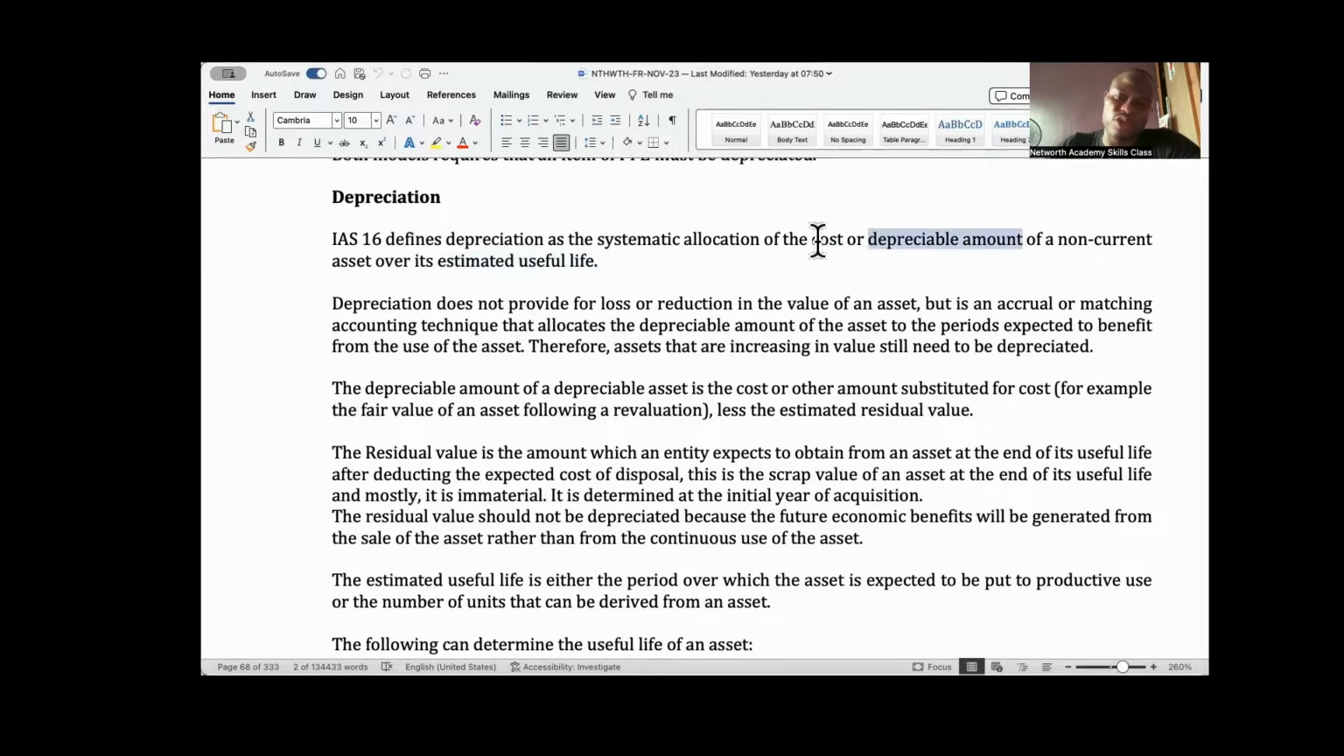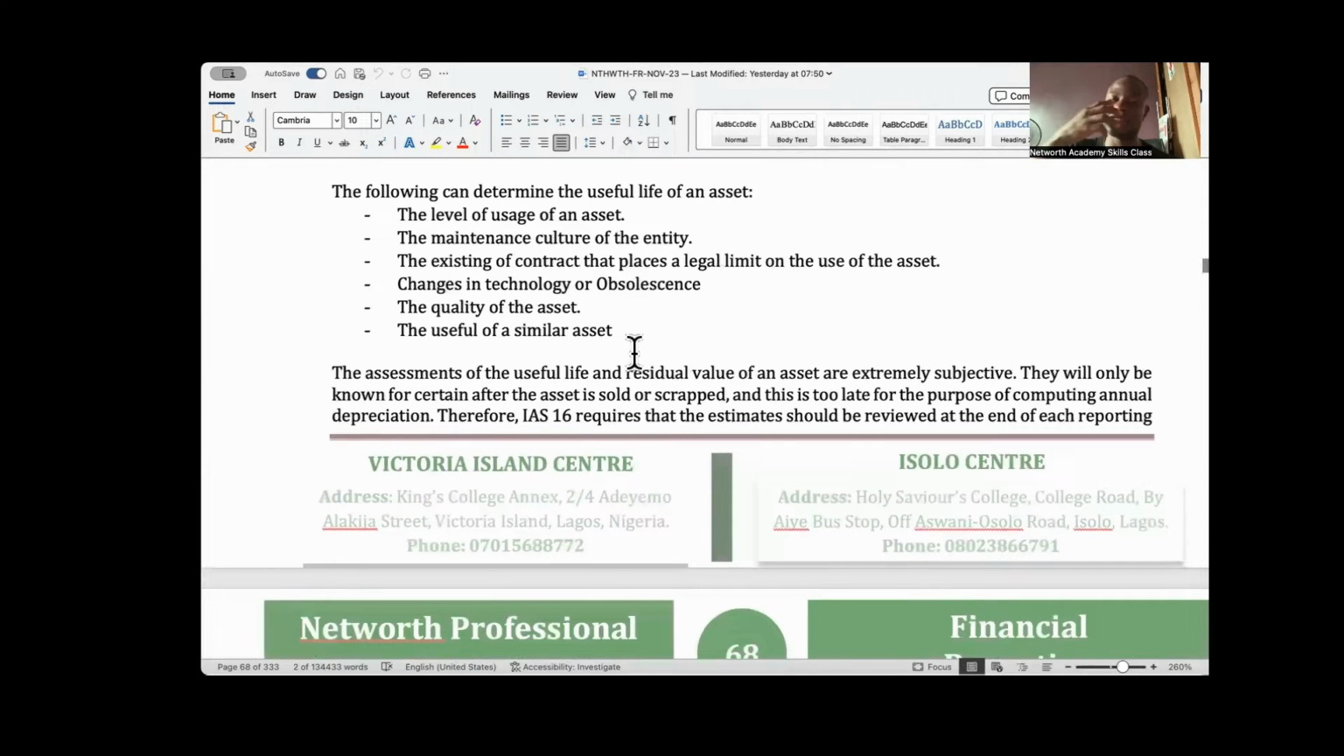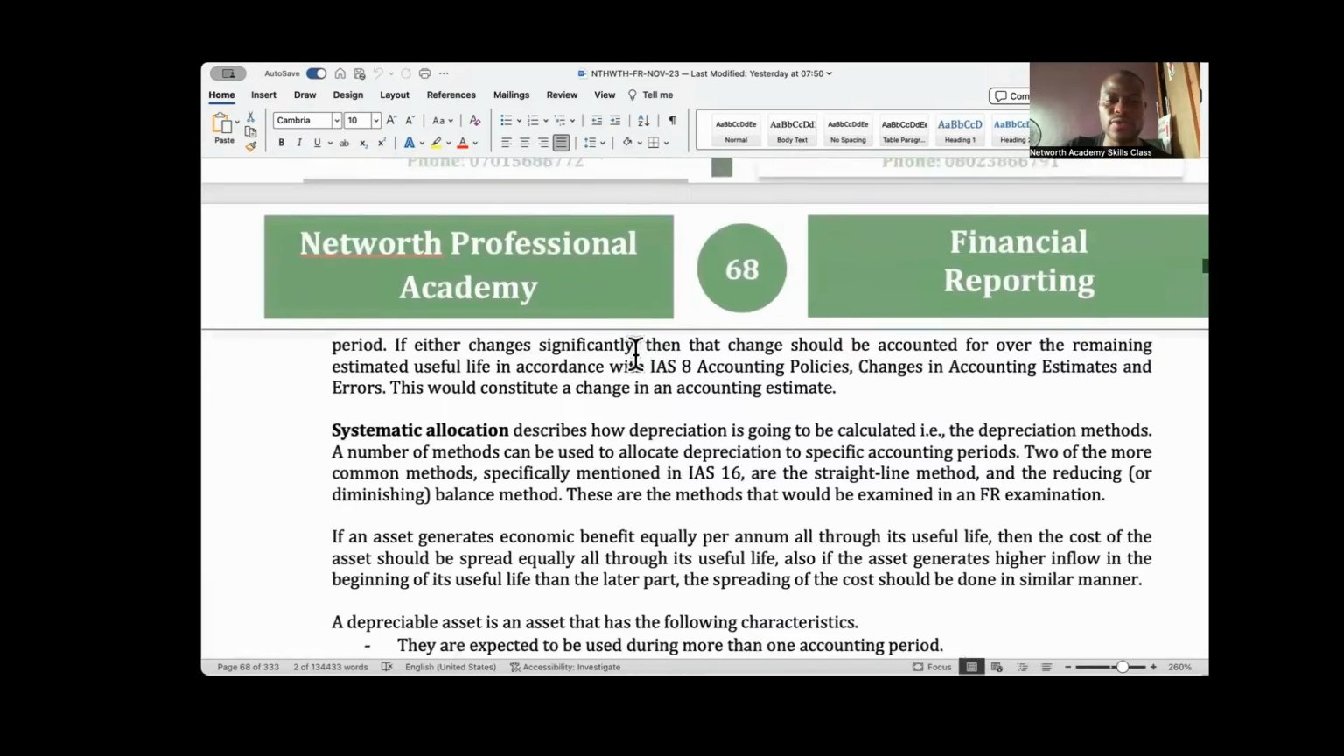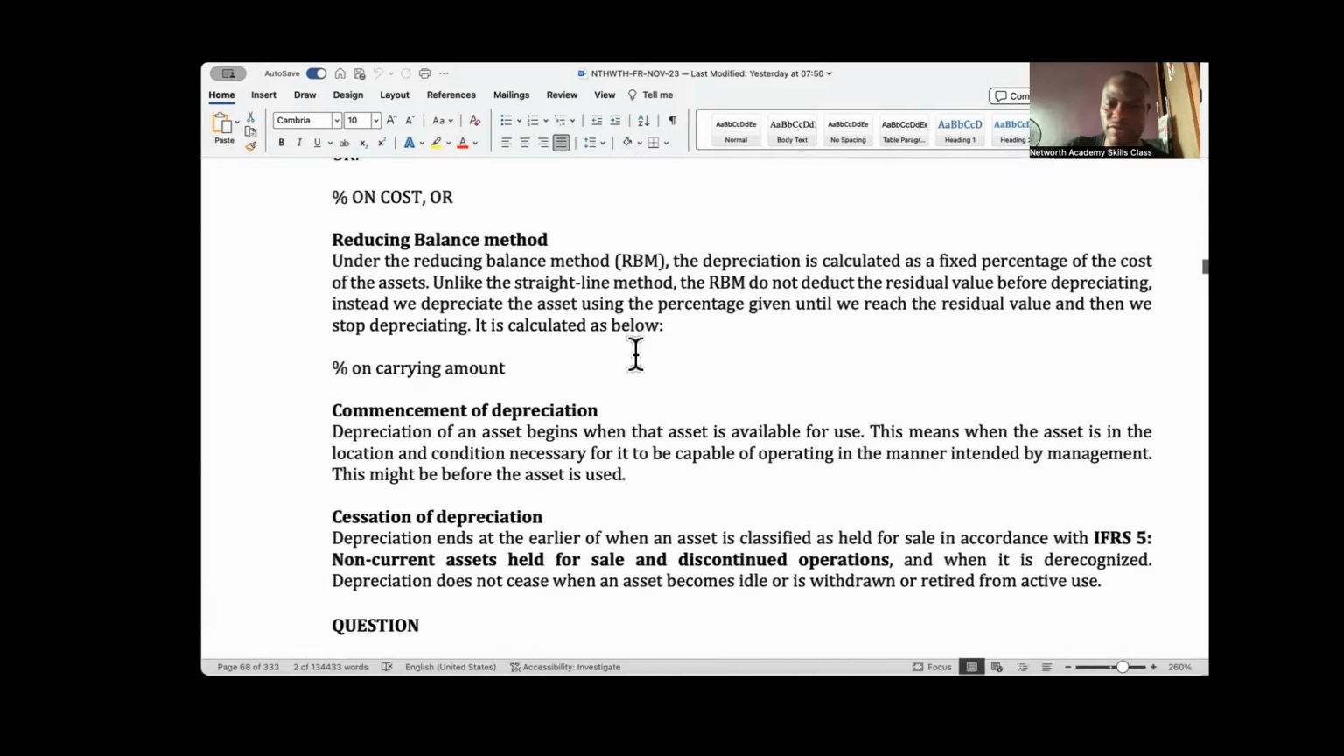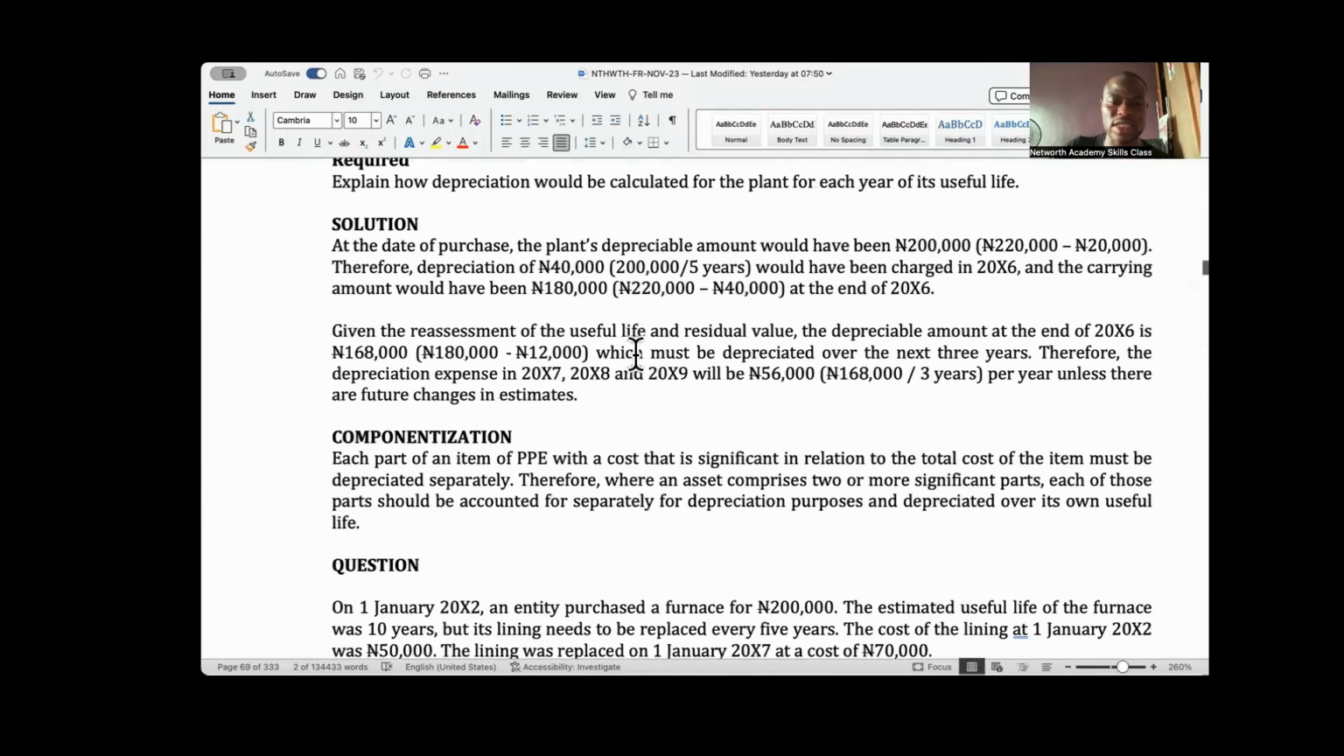And I also explained residual value to you and why it should not be among the items that we depreciate. That's why they remove it. I also explained to you estimated useful life, which I told you is not just the number of years alone. Useful life can also be number of units, number of productive units. And also, we looked at systematic allocation, which are the depreciation methods. We explained all of that and some other details to you in our last class. We looked at all of this. And we looked at these examples as well.